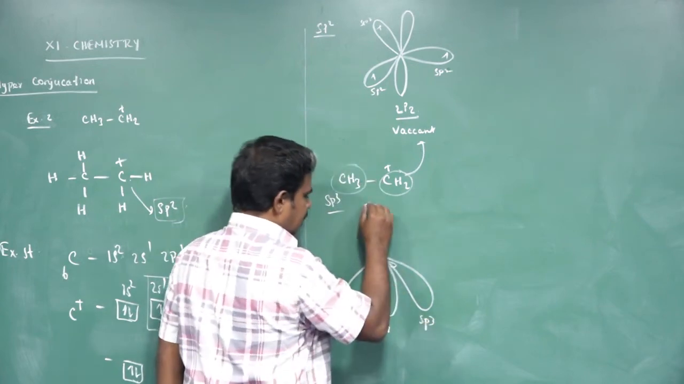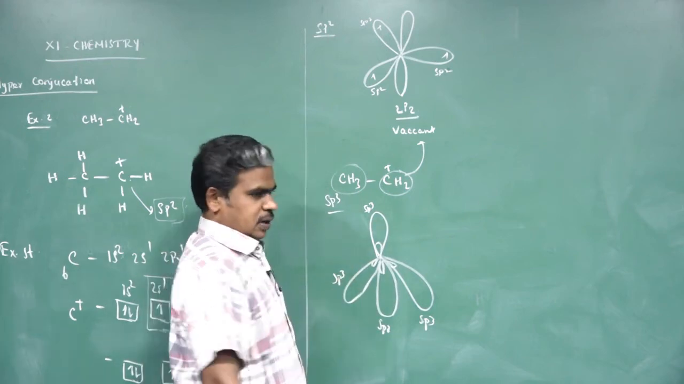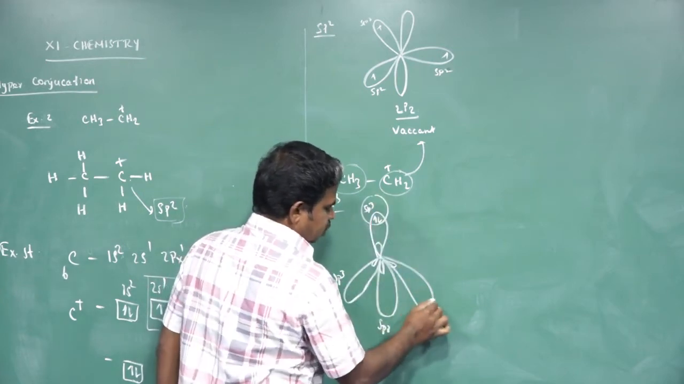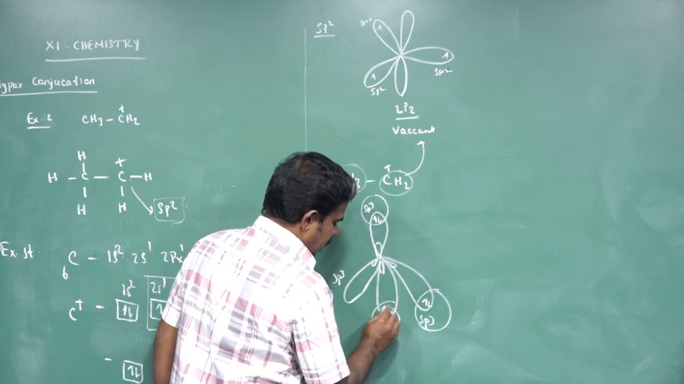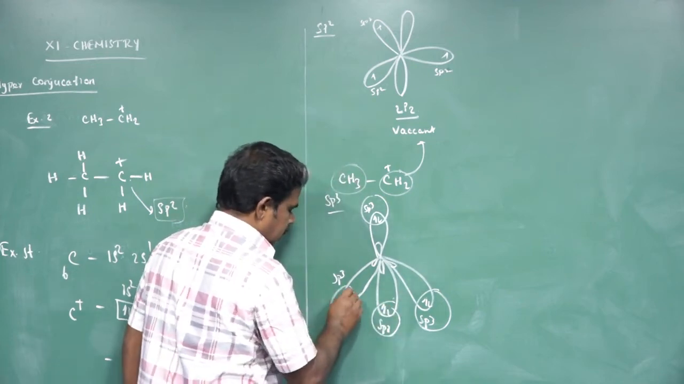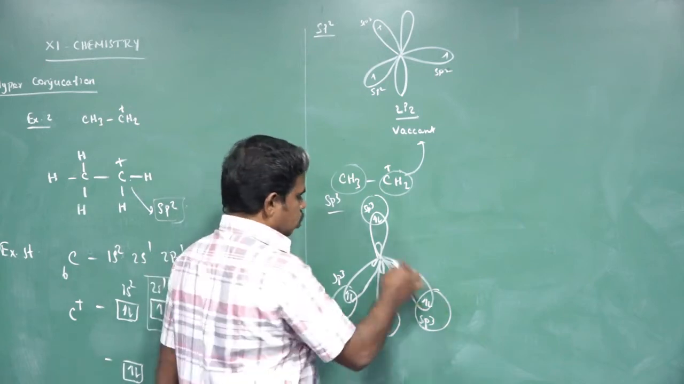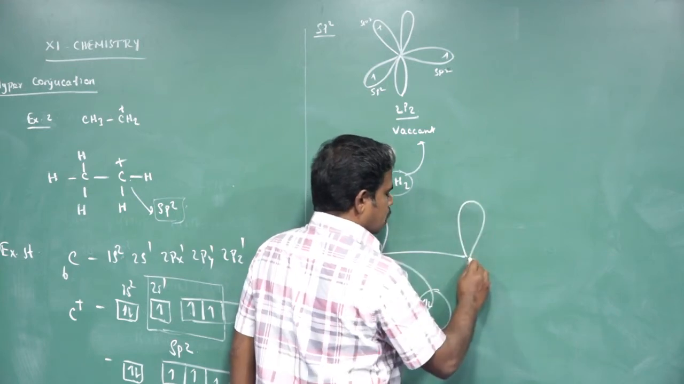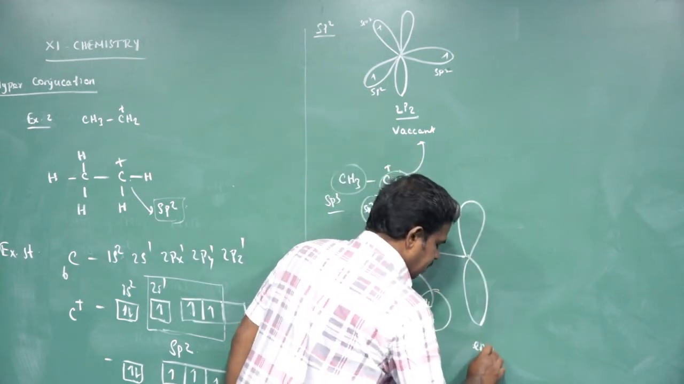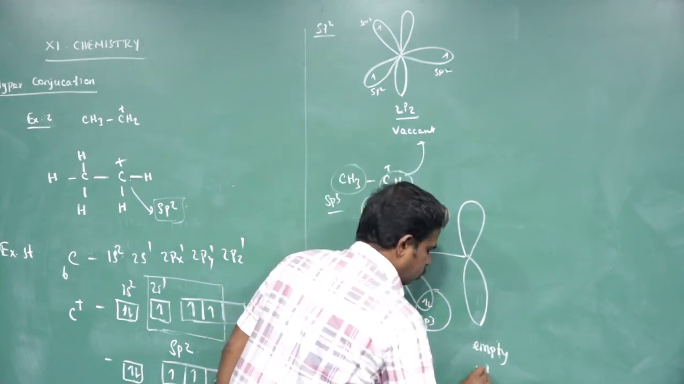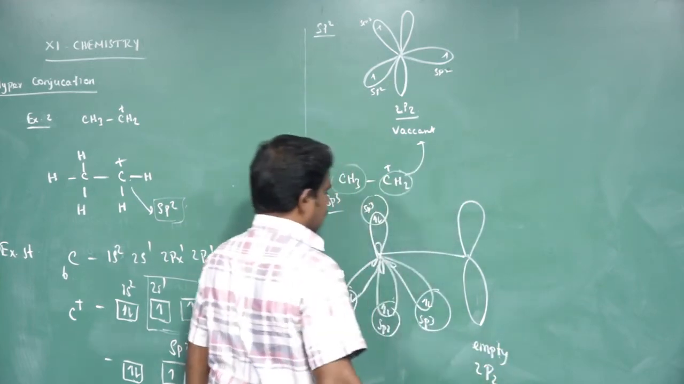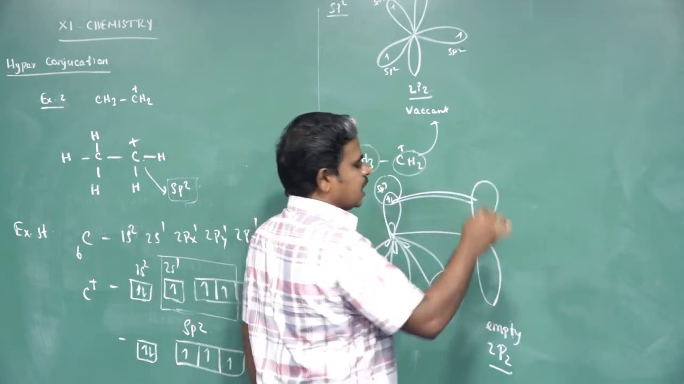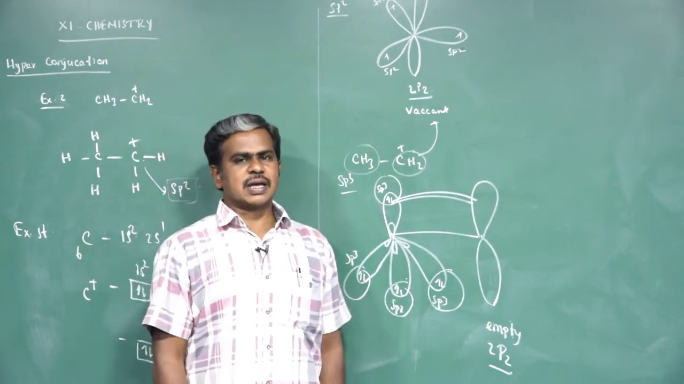sp3 and sp3 and here sp3 and here sp3. Now each one has bonded with hydrogen, so that here 2 electron hydrogen and here 2 electron hydrogen, and here 2 electron carbon hydrogen and here 2 electron and carbon hydrogen bond. So it is bonded with this sp2 carbon, and this sp2 carbon has empty 2pz orbital.